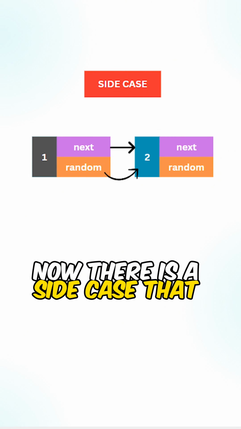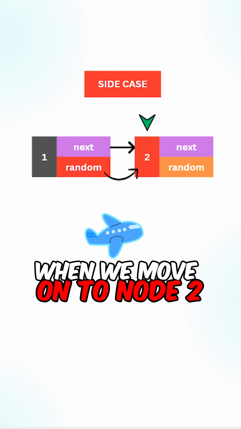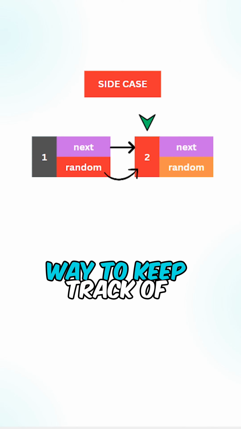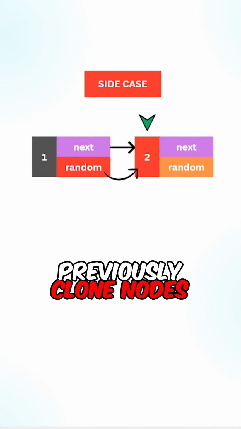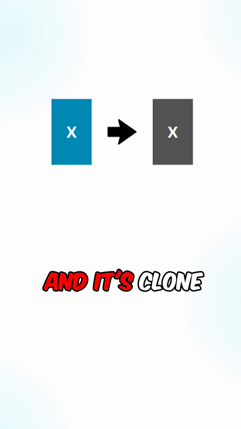Now there's a side case that we need to handle. Let's say we're currently at node 1 and we need to clone the random pointer, which points to node 2. When we move on to node 2, we don't want to perform the same clone again. That means we will need a way to keep track of previously cloned nodes. What we can do is to create a hash map to keep track of the node and its clone.